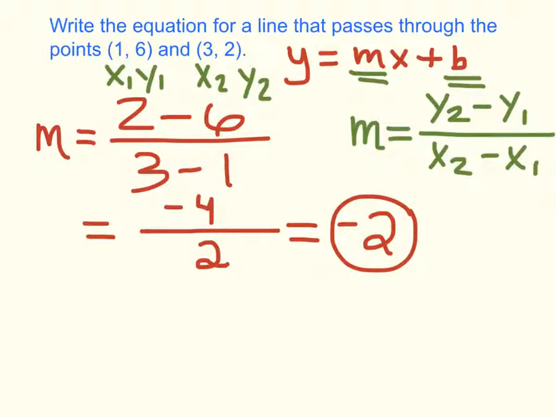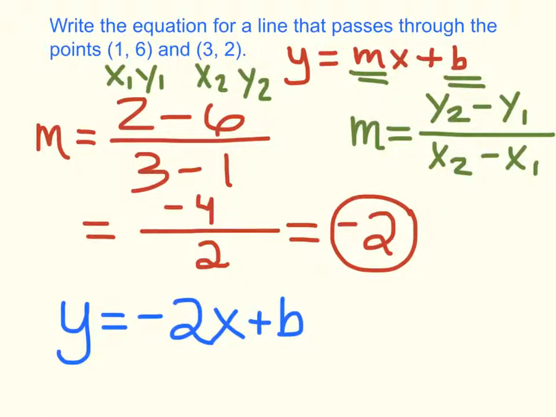So now that we have the slope, we can go ahead and rewrite our y equals mx plus b form and put the slope, negative 2, in the slope spot. That's going to replace the m in the equation. So now we can write y equals negative 2x plus b. Now we're not done writing the equation because we haven't found the y-intercept, but we have found the slope, so it's kind of like we're halfway there.